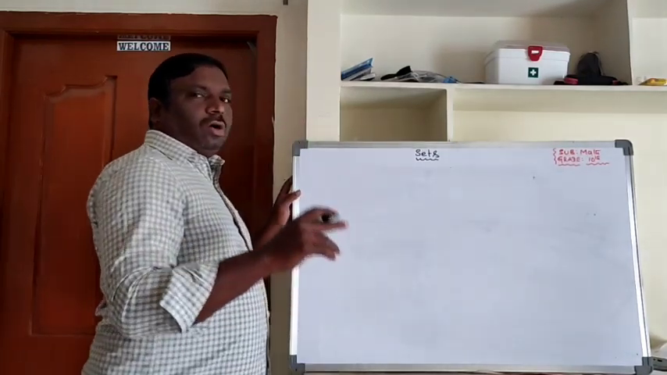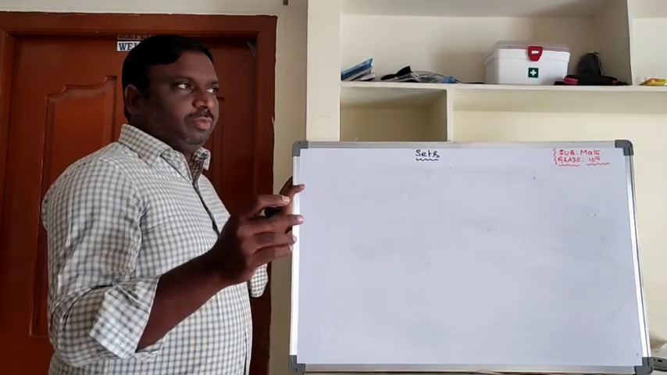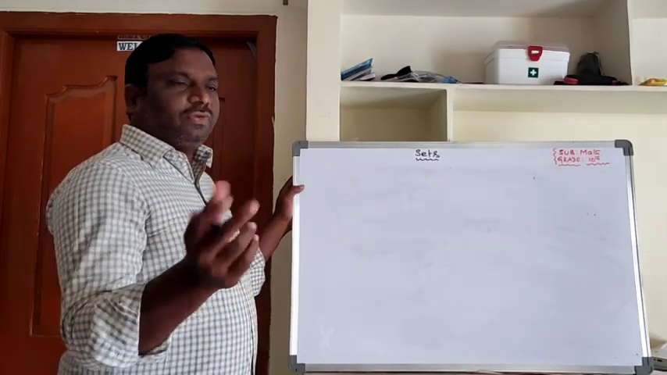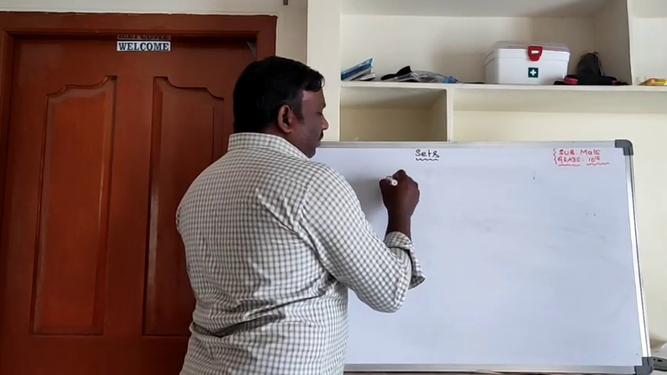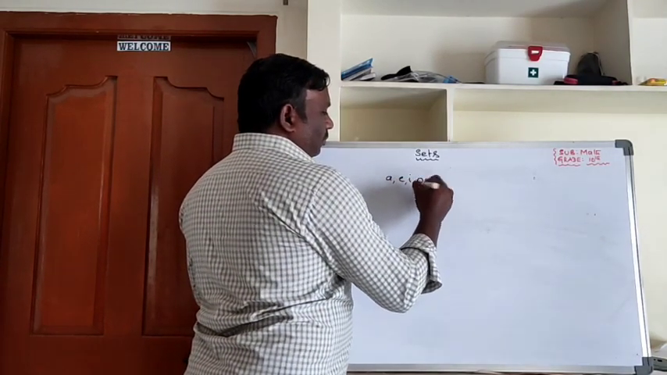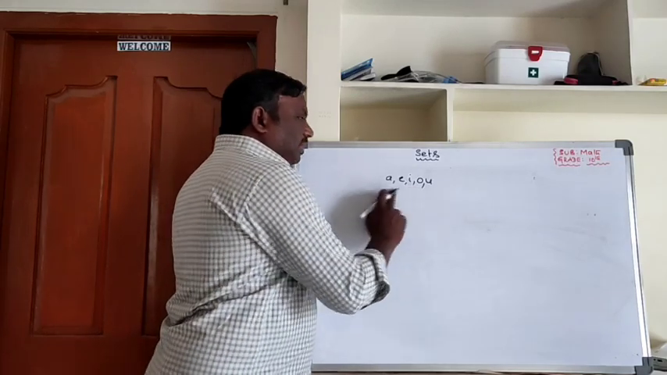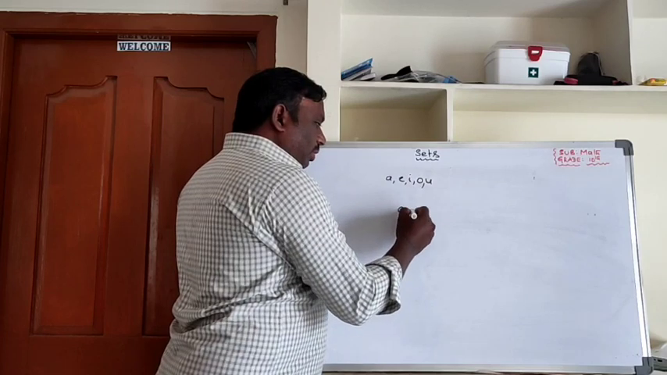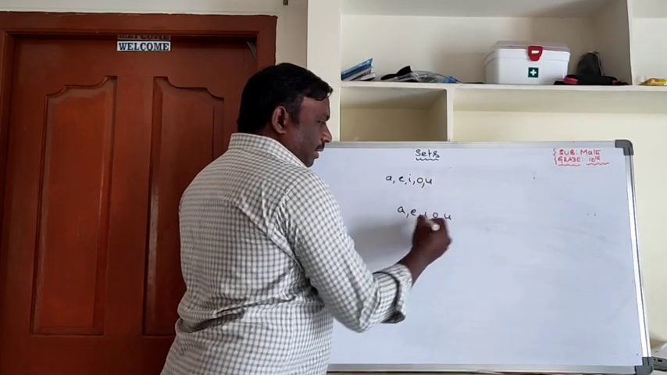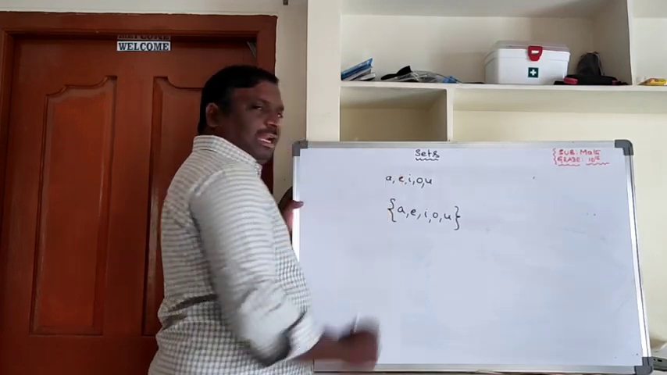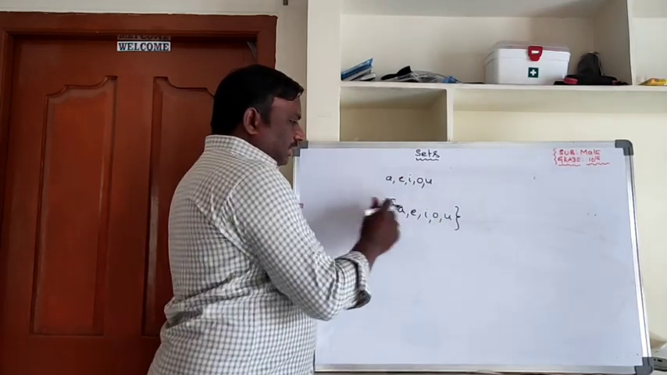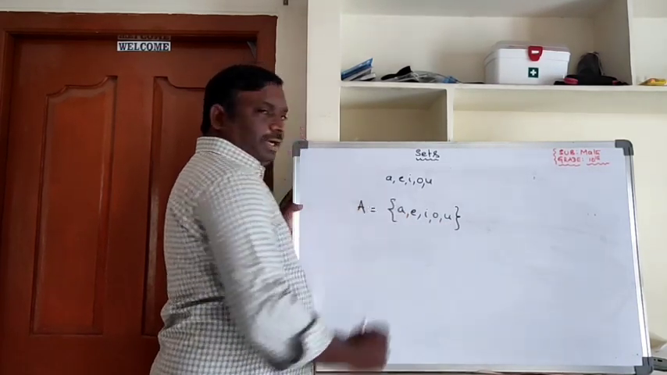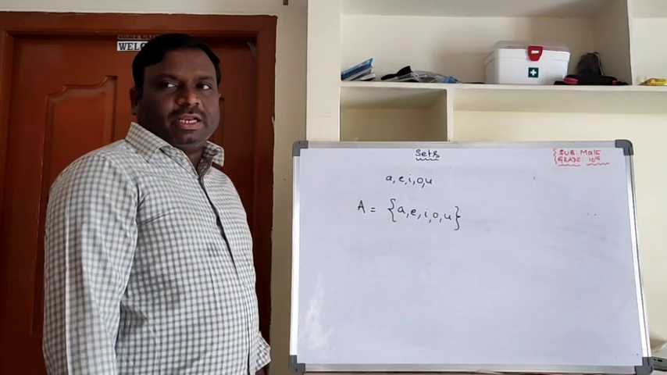Let us take all alphabets. From the alphabets, we are taking the vowels. What are the vowels? You know the vowels: A, E, I, O, U. So these vowels are elements. If you put all the elements separated by commas in curly brackets, then this is called a set, and this set is represented by a capital letter.